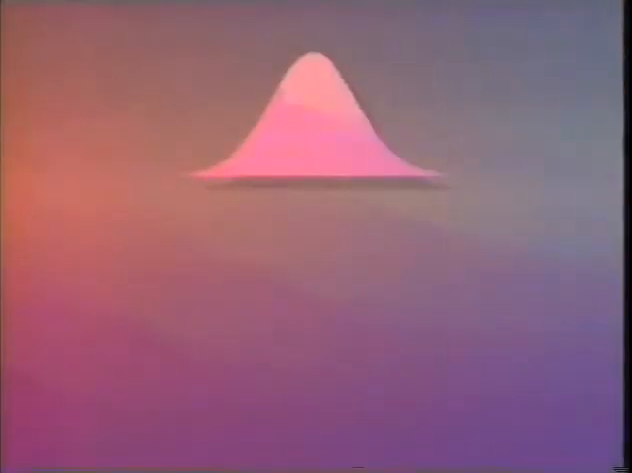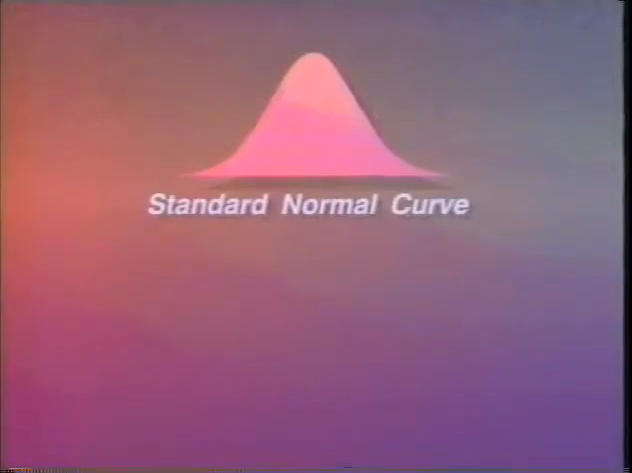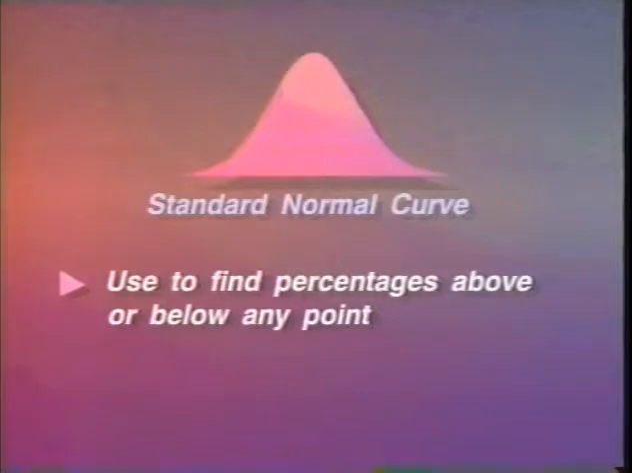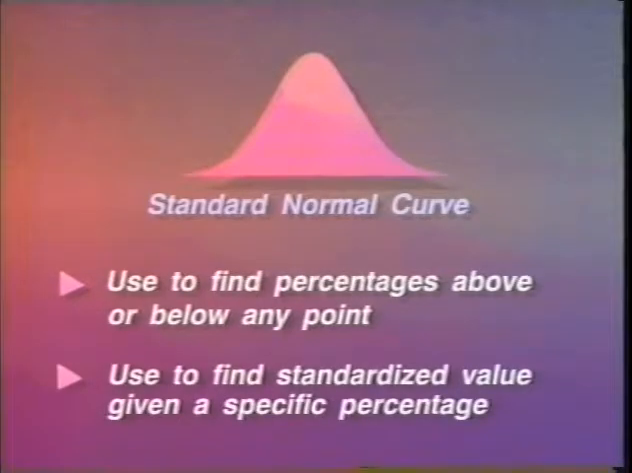As we've just seen, we can use the standard normal curve and the standard normal table to find the percentage of observations falling above or below any point on the curve. But we can also work the other way around, finding a particular standardized value if we know a specific percentage. To see how this works, let's look at a problem the Army faced not long ago.